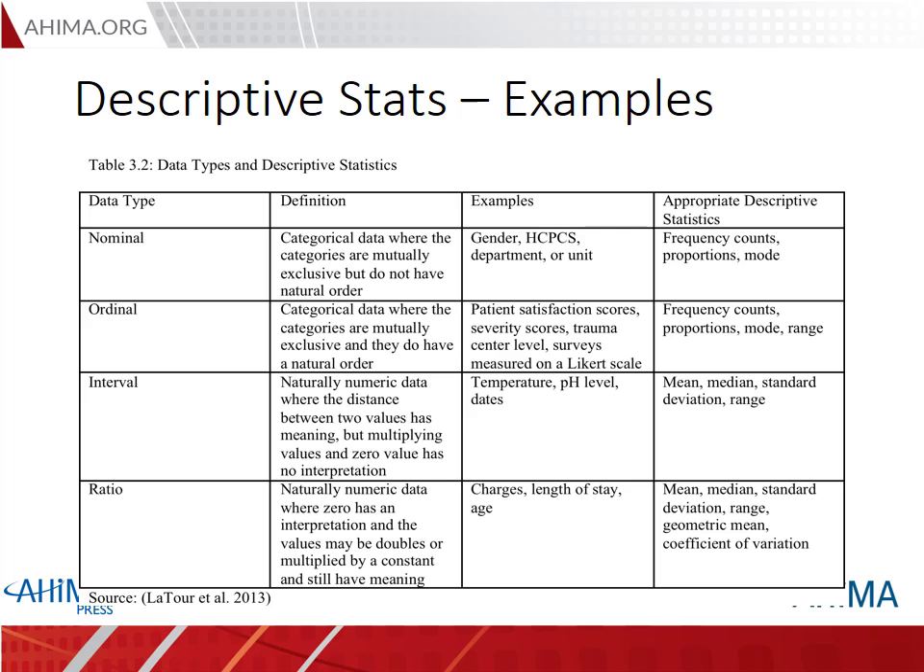And here's some other examples for descriptive stats. When you have nominal data, this is categorical data. Ordinal data is where the categories are mutually exclusive and do not have a natural order. Interval data is naturally numeric data where the distance between two values has meaning, but multiplying values and zero value has no interpretation. And ratio data, and you can read through these definitions and examples here.